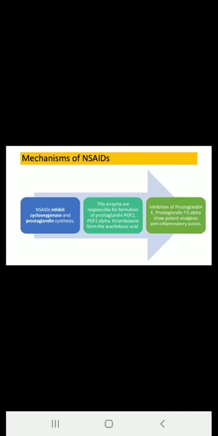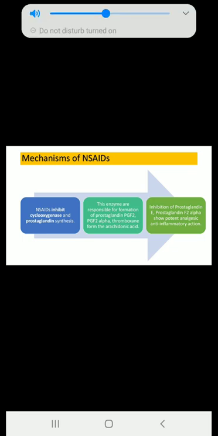Mechanism of action of NSAIDs. NSAIDs inhibit cyclooxygenase, that means COX, and prostaglandin synthesis. These are the chemical messengers which are secreted in our body so that we can sense pain. These enzymes are responsible for formation of prostaglandin, PGF2 alpha, and thromboxane from arachidonic acid. Okay, so I'll tell you what is meant by PGF2.